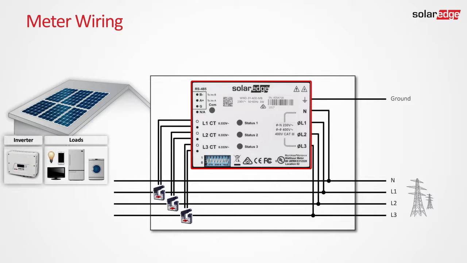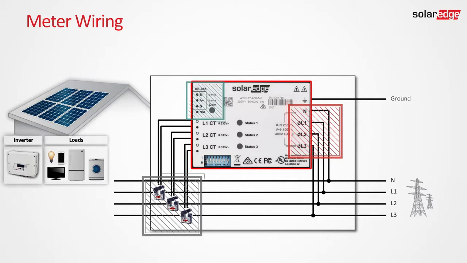When wiring the meter, there are three types of connections that need to be made. Direct AC connections, required to supply power to the meter; current transformers or CTs, which clamp around each phase wire and measure the current. If your utility connection is single phase, only one CT is needed; and RS485 for communicating the measured data to the inverter.